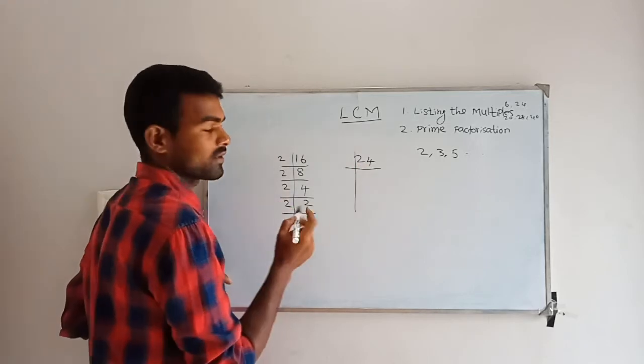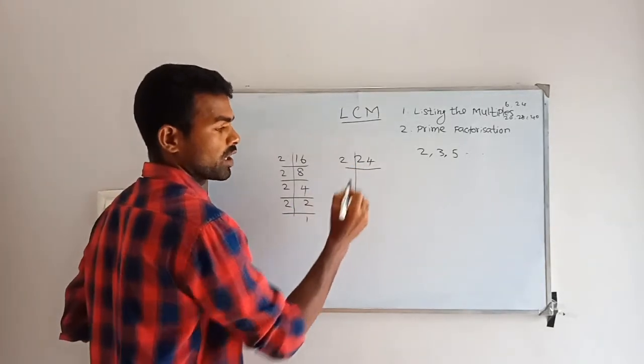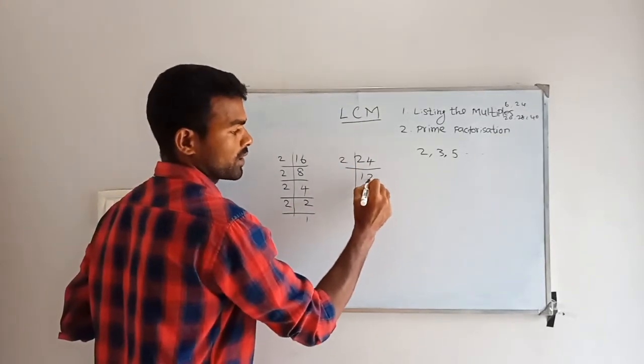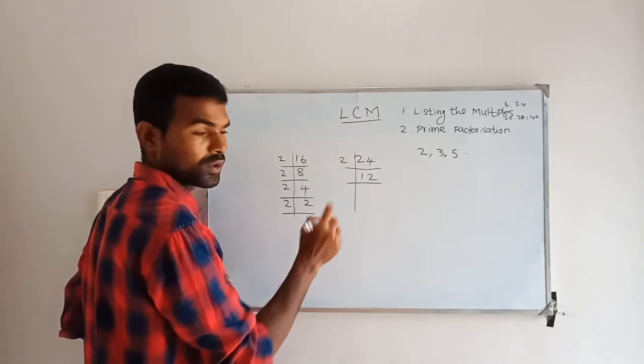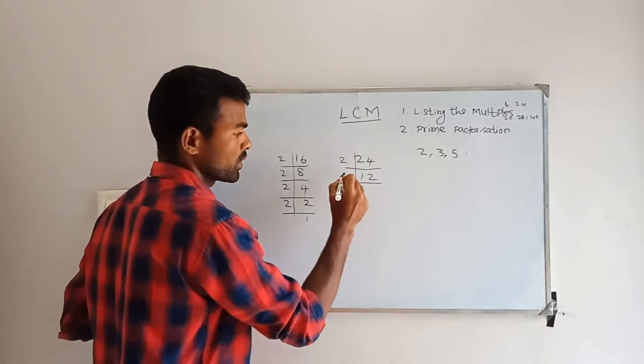Next, 24 is given. Divide this number by 2. 24 divided by 2 is 12. Again divide this 12 by 2. 12 can be divided by 2, so divide by 2.